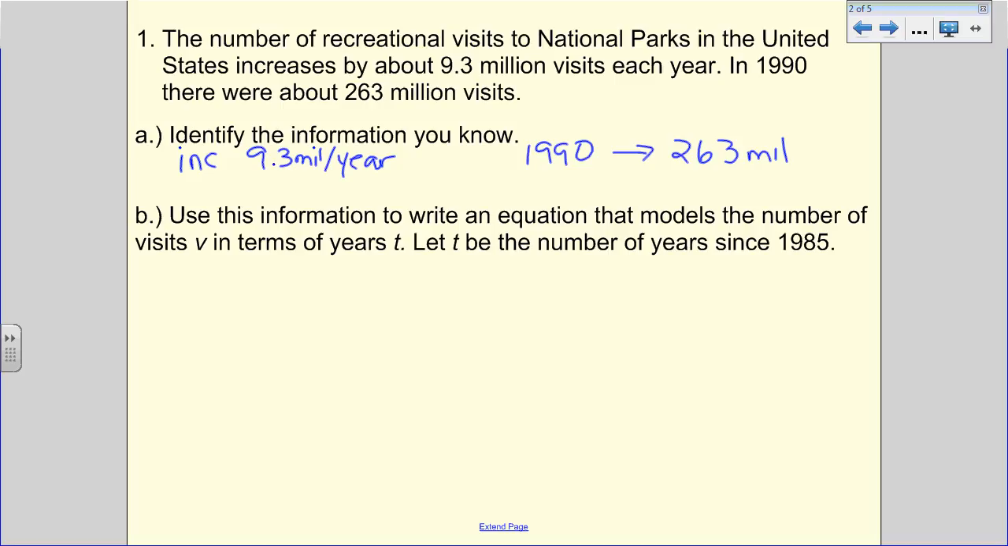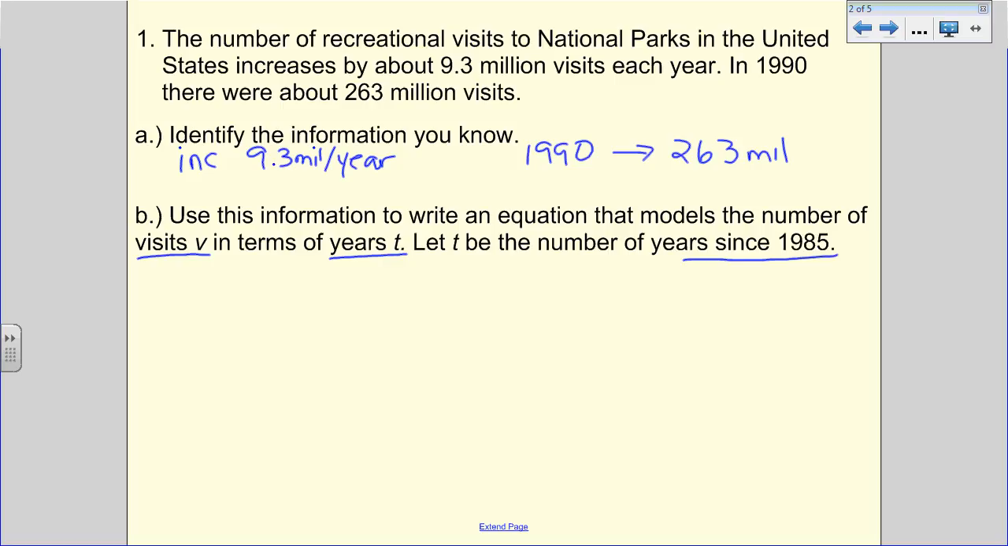So we're going to use this to write an equation that models the number of visitors, V. If you use X and Y instead of V and T, that's fine. But they do give us some variables to use here in terms of years. So they're telling us every year how much it changes. So that means this is your Y, this is your X. And let T be the number of years since 1985. What happens, guys, is I'm not actually underlining all the key information in the problem. I'm actually identifying it in part B.